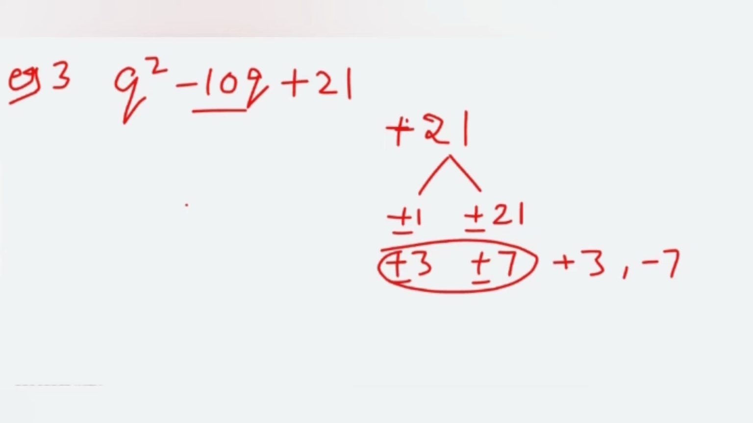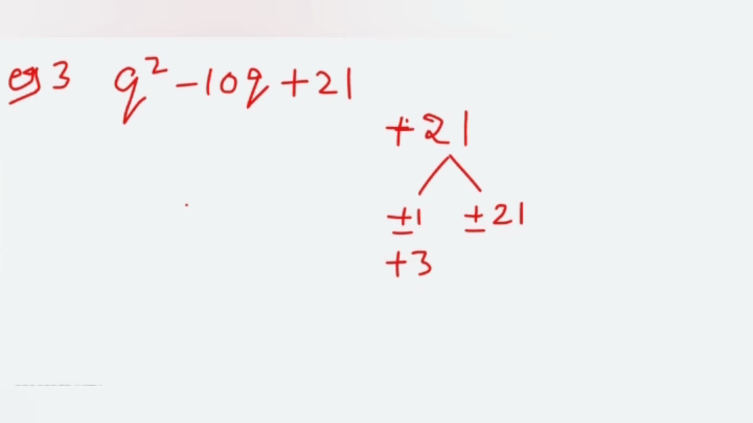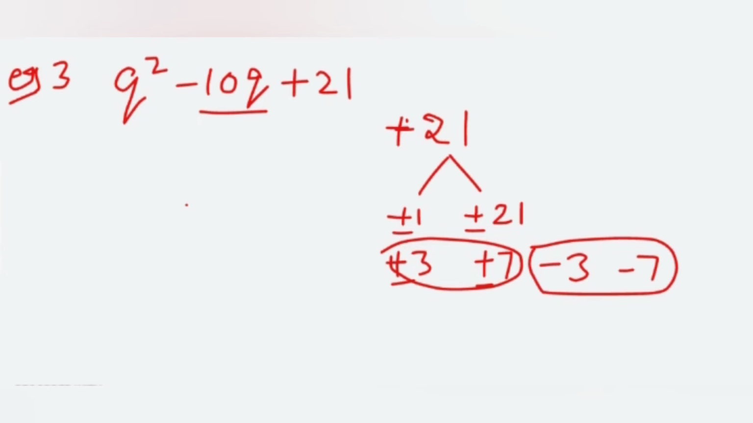Why am I taking negative numbers? Because our middle term is minus 10, let us take minus 3 and minus 7. If you multiply minus 3 into minus 7, you will get plus 21. And if you add these two, minus 3 and minus 7, you will get minus 10. So these are the suitable factors for us. So let us write q square minus 3q minus 7q. We are splitting this minus 10q as minus 3q and minus 7q, plus 21.